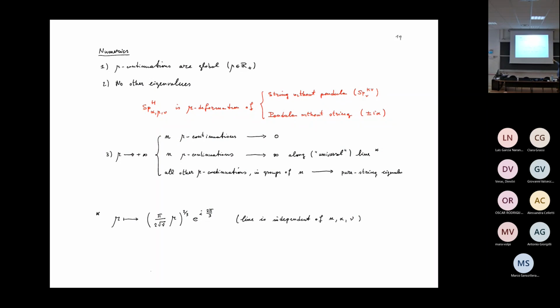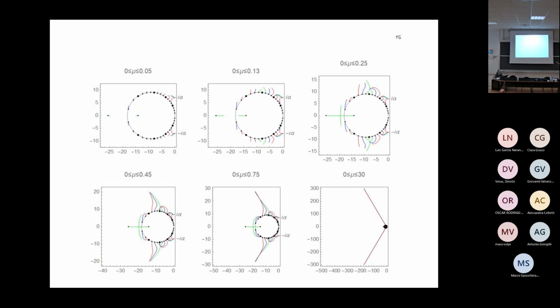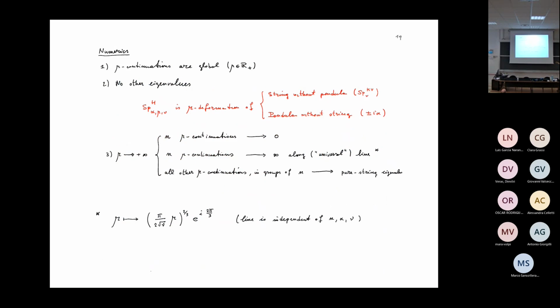And then it's interesting to look at the limit for mu which goes to plus infinity of all these continuations. What happens is this: exactly n of these new continuations go to zero. Exactly n of these new continuations go to infinity, and go to infinity in a very peculiar way, along a line which is universal. It does not depend on anything, on n, on mu, on anything. All the others, in groups of n, form bound structures and tend to one pure string eigenvalue.